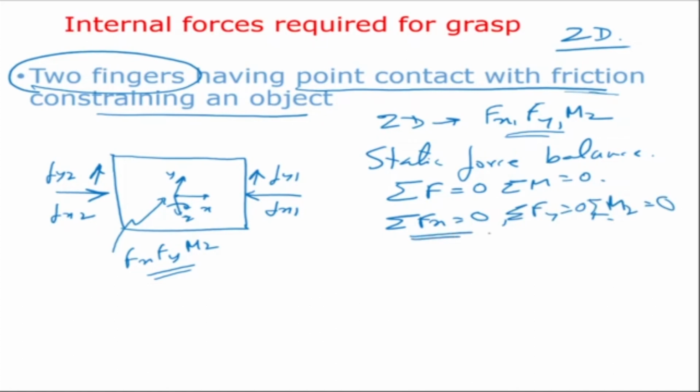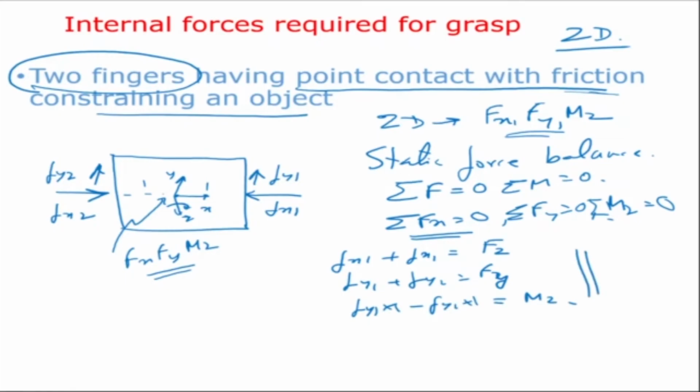So this means the forces in the x direction are all equal to 0. What are the forces in the x direction? Fx1 plus Fx2 is equal to capital Fx, as you can see from here. Similarly, Fy1 plus Fy2 is equal to capital Fy. And if I say this distance is equal to 1 unit, then Fy1 into 1 minus Fy2 into 1 must be equal to Mz. So there are three equations here, one in the x direction, y direction, and about the z direction.